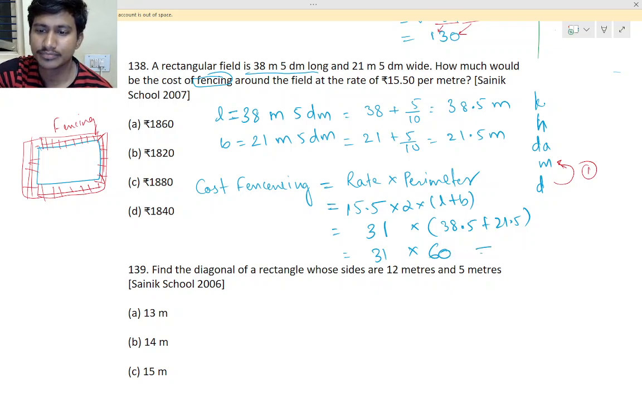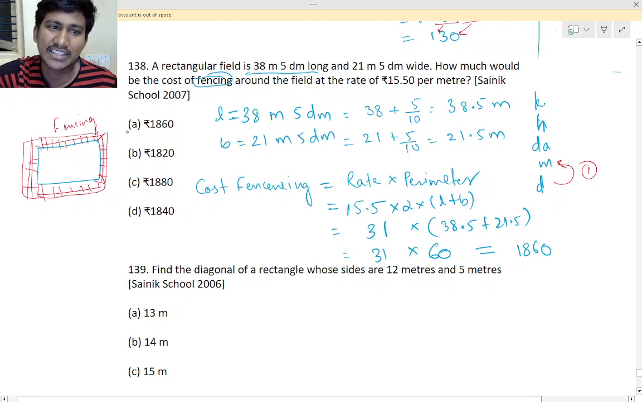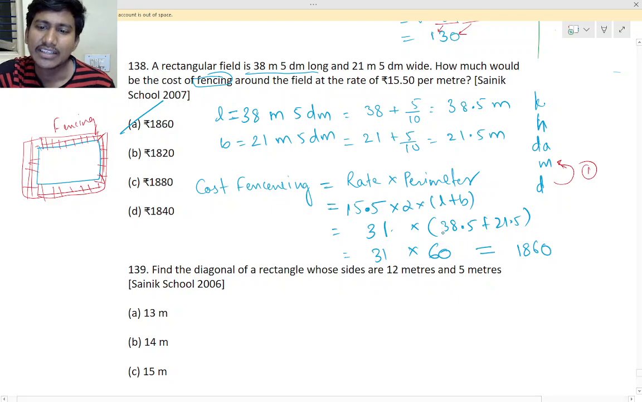The decimal point should come. So 31 into 60, how much? 1860, so that will be the answer. Multiplication, that is 15.5 into 2, you will get 31.0, so I have written 31 here. This 38.5 plus 21.5, you will get 60.0, so I have written 60 only. So if you multiply them, you will get 1860 answer.